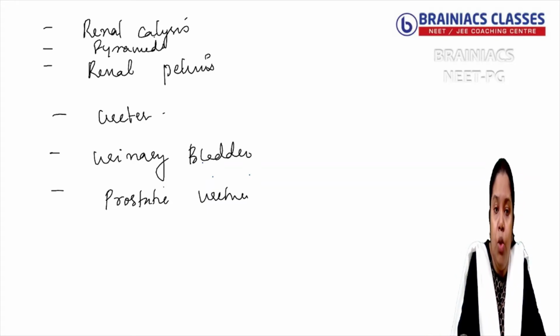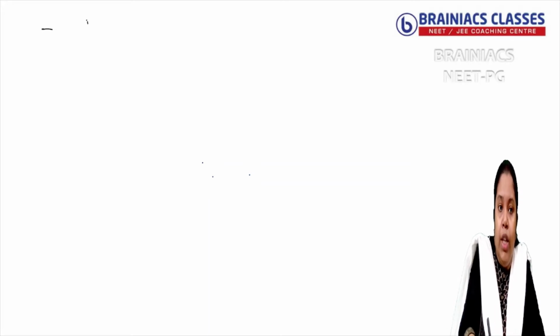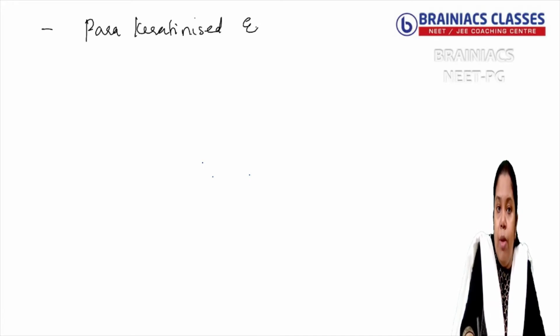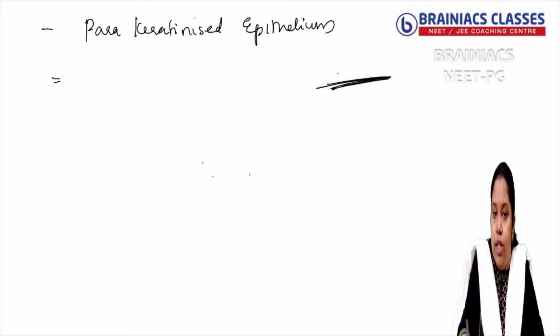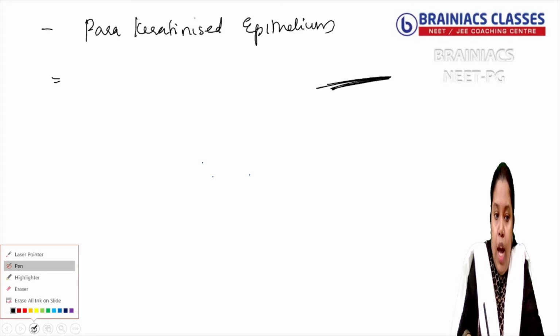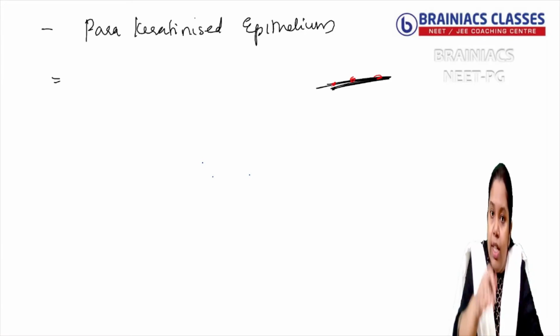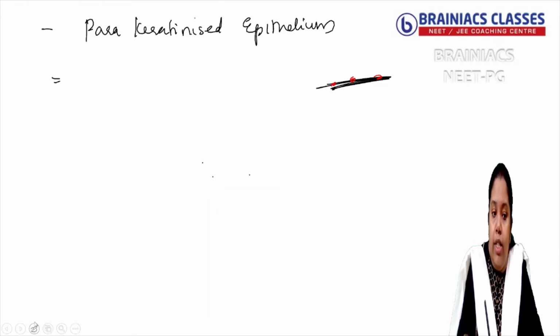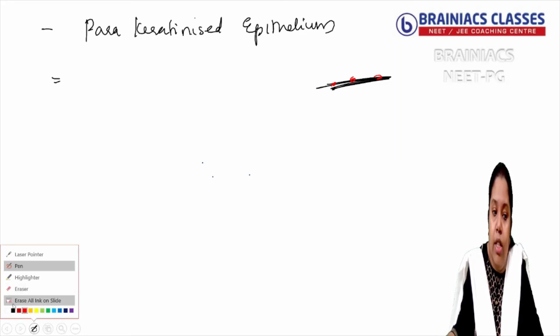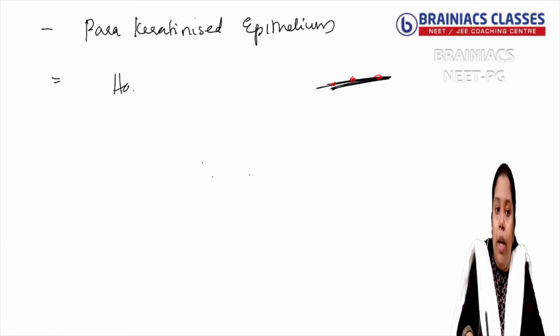One thing I'd like to tell you is the exceptions. There is something called para-keratinized epithelium. What is meant by para-keratinized epithelium? Even though there is keratin deposition, in the apical layer you can see the nucleus. Such type of epithelium, where there is keratin deposition and you can see the nucleus in the apical layer, is called para-keratinized epithelium. It is seen in the hard palate. This is one exception you need to know.